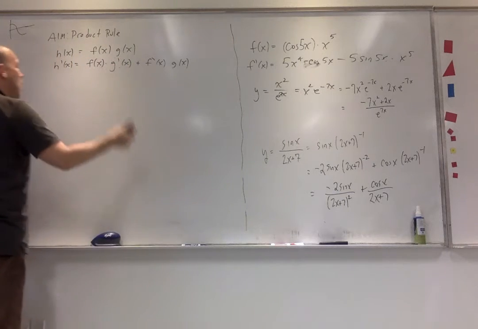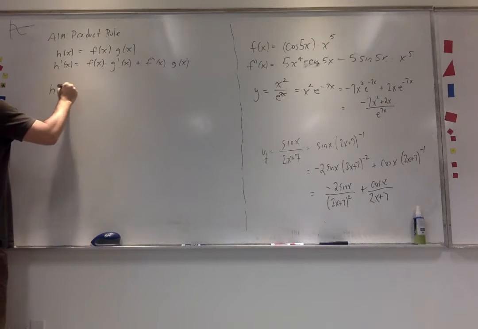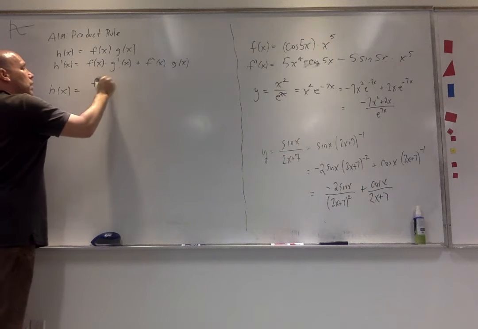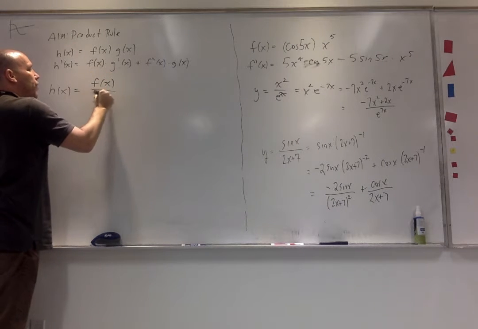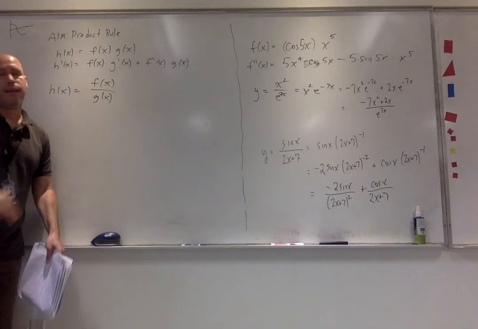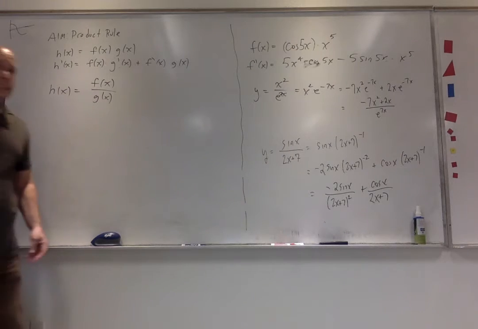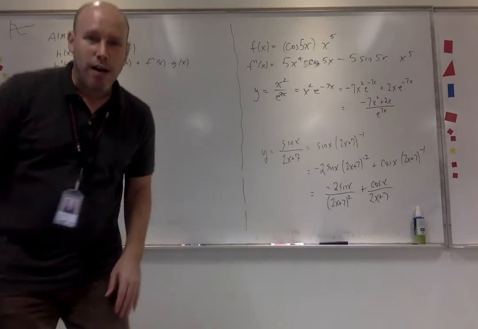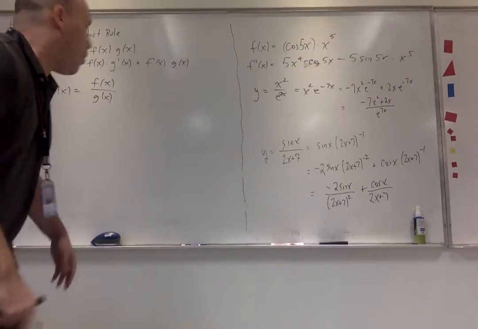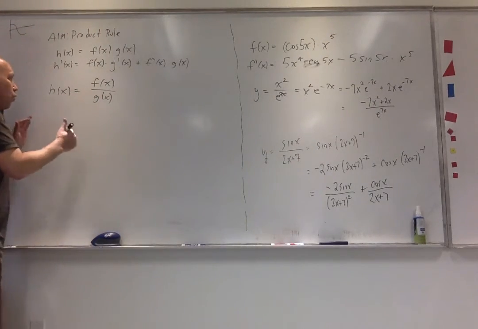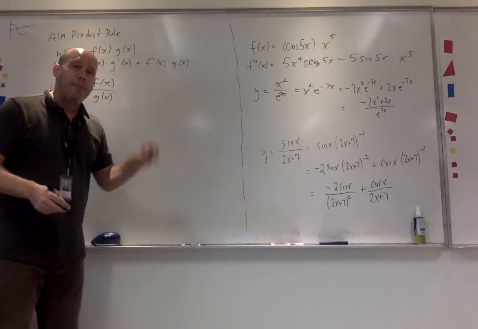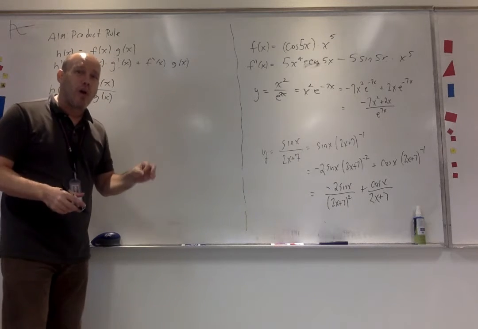So the question is, now we have h of x, and we have the product of two differentiable functions. I'll throw that in there. And so the idea is this. The question is, what is the derivative here?